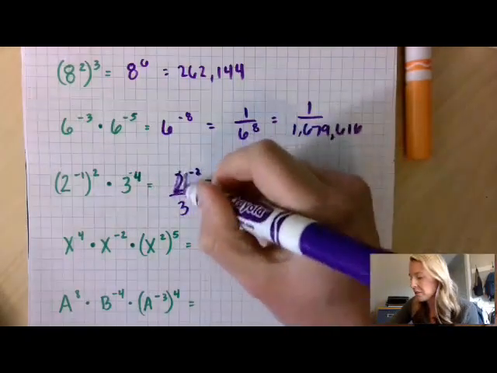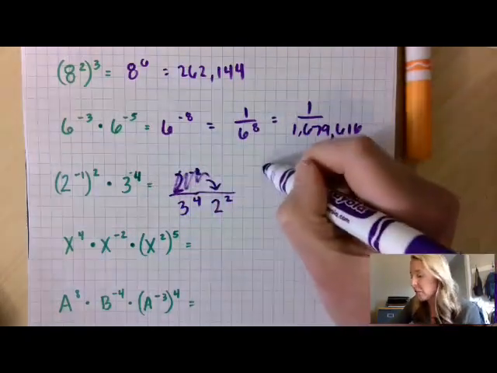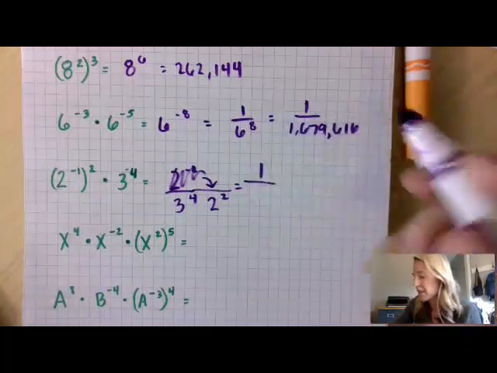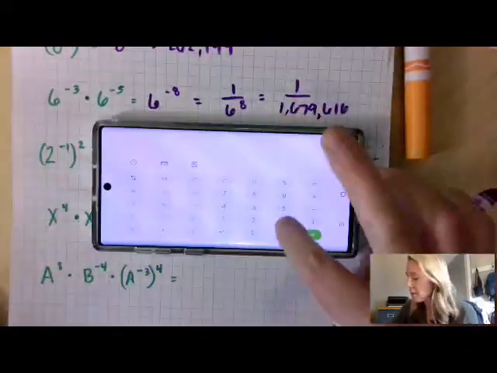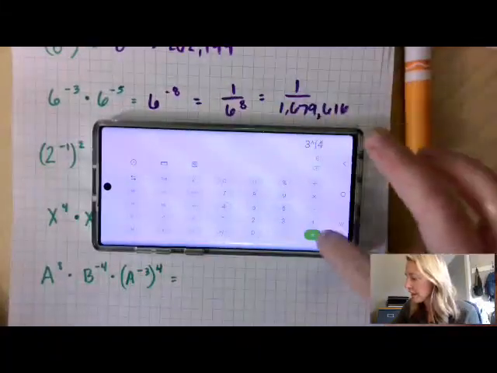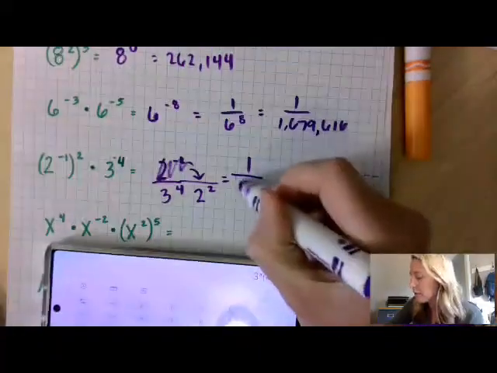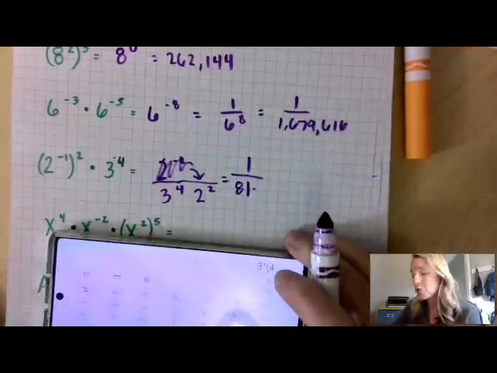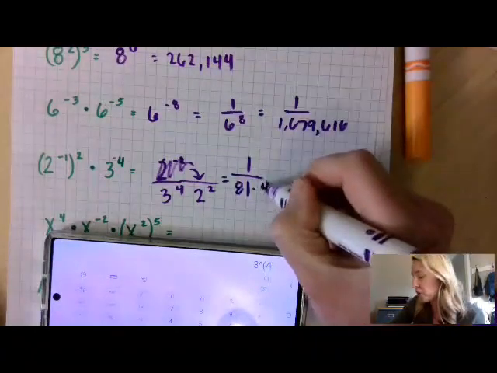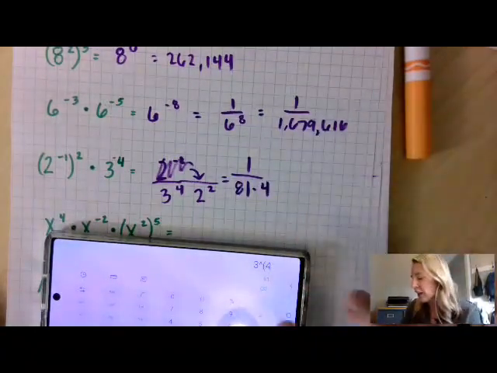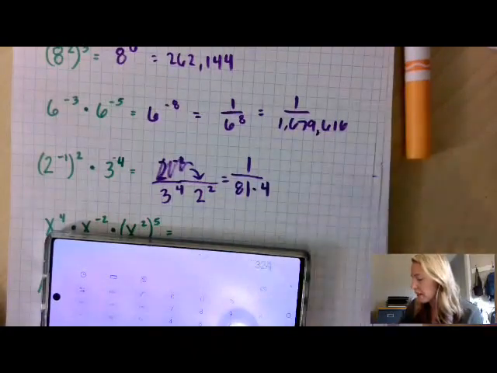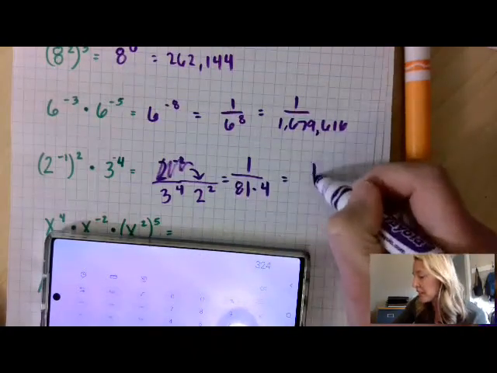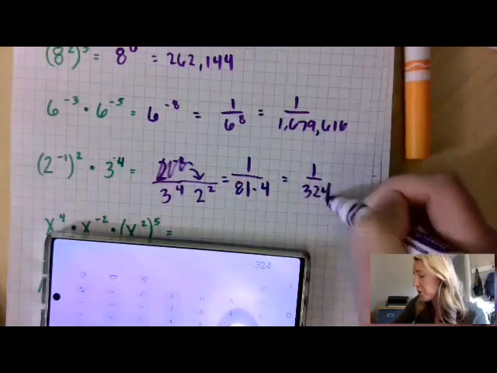So now nobody's upstairs. So I'm going to have just a 1 in my numerator, and then 3 to the 4th is 81. And 2 to the 2nd, we already know, is 4, 2 times itself twice. So 81 times 4 is going to be 324. So my answer is 1 over 324.